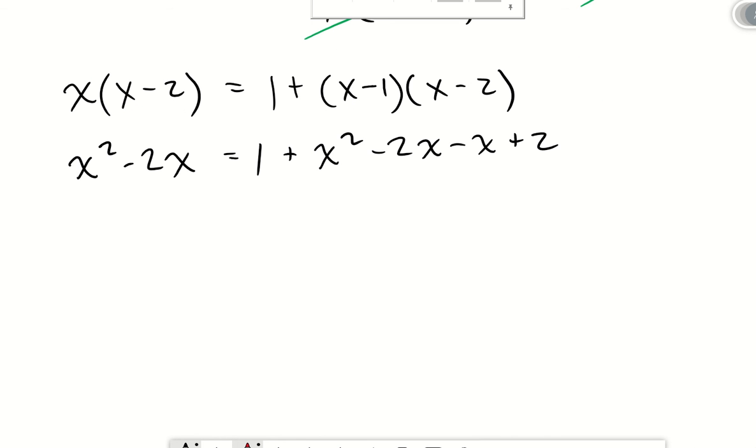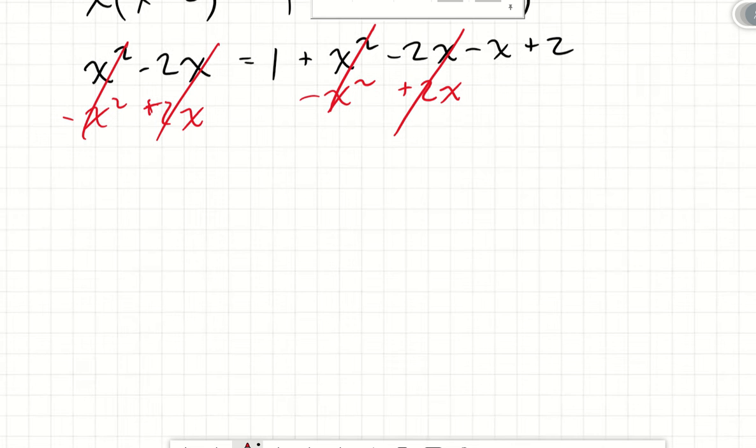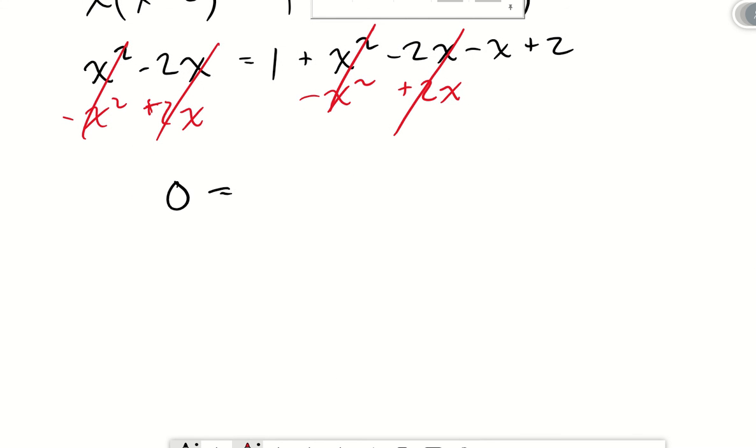So now I actually see that the x squared is the thing that requires you to factor, right? Well, what I see is I could just do minus x squared on both sides, and all of a sudden I don't have x squared to deal with. I also could do plus 2x here and get rid of that right off. So what do I have left? I have 0 equals 1 minus x plus 2. Then I'll just add x to both sides. You get x equals 1 plus 2 is 3.